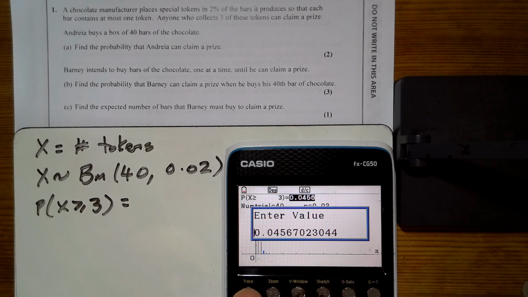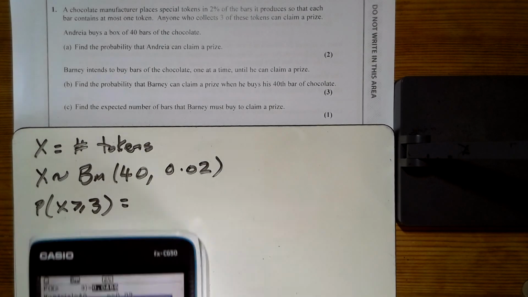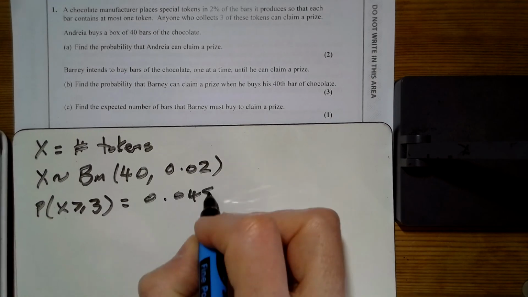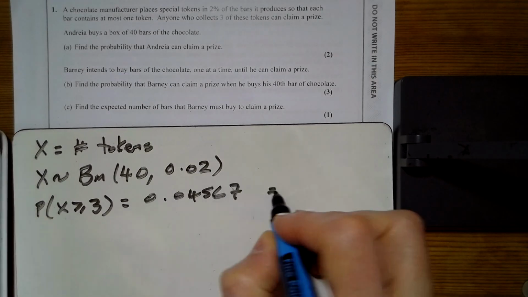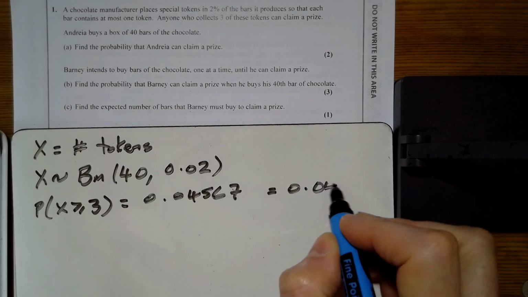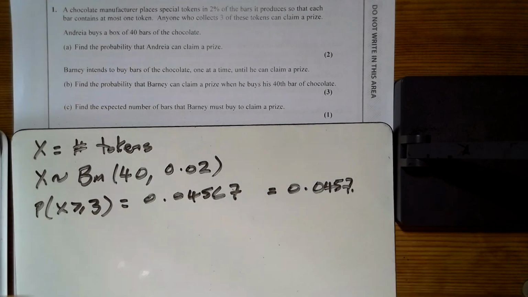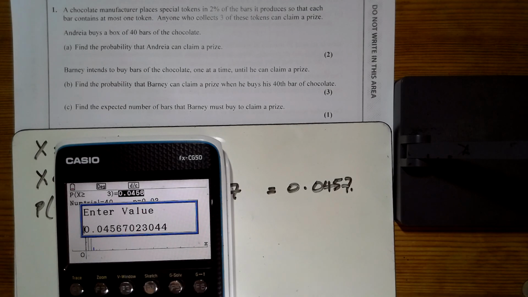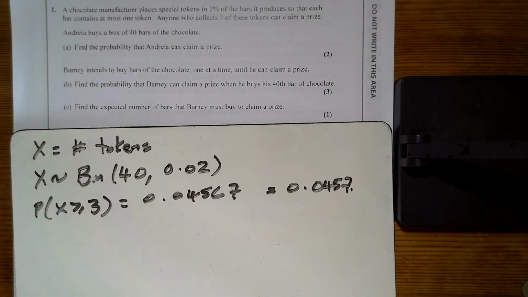0.0456. Always look at this here. Oh, and look, on the very first one there, we need to do a bit of rounding. So it was 0.04567, which is equal to 0.0457 to 3 significant figures. So it is anything that rounds to. Always look at that extra digit there. So you get that for that.